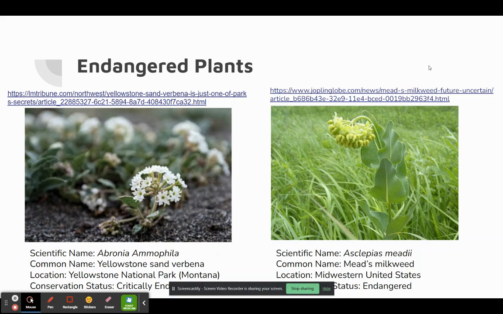However, as people have come to the park and they're trampling on it as they go off path, it's almost extinct. And I'm going to talk about solutions to this later. But my next plant is Mead's milkweed, essential for the monarch butterfly, and it's endangered in the United States where it's grown because of habitat loss and urbanization.